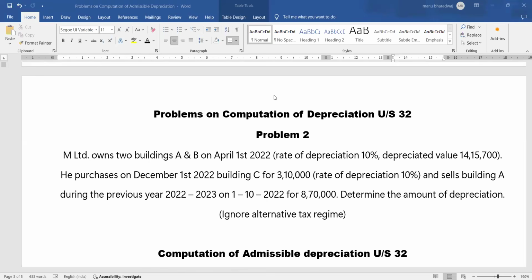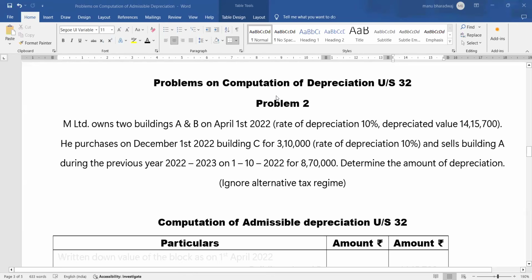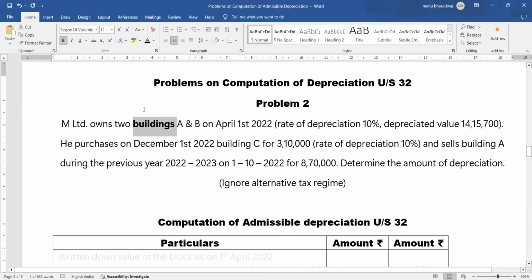Let us discuss one more problem related to computation of depreciation. The question is on the screen. First, let us try to analyze the question. M Limited owns two buildings. So what is the type of asset? Type of asset is building. M Limited is the assessee, owning two buildings. The building names are A and B. On 1st April 2022, the rate of depreciation is 10%. They have given that in the question.